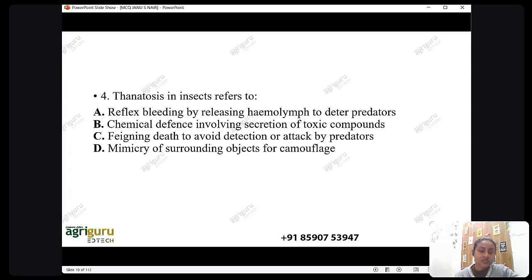Then coming to the fourth question, I am going a bit fast because there are a lot of questions. Thanatosis in insects refers to: option A, reflex bleeding by releasing hemolymph to deter predators. Option B, chemical defense involving secretion of toxic compound. Option C, feign death to avoid detection or attack by predators. Option D, mimicry of surrounding objects for camouflage.